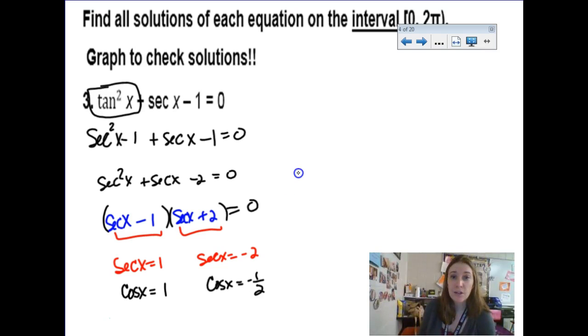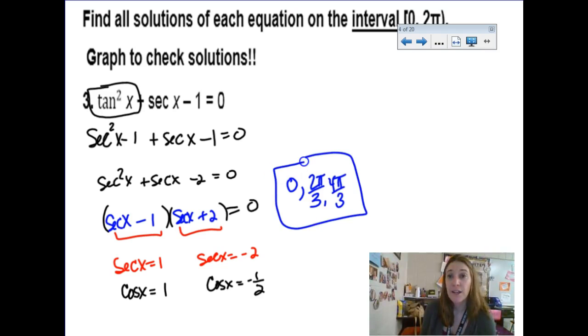All right, let's start listing. Cosine of 1 would be 0. And that's it. And then cosine of -1/2 would be, I'm going to cheat, I already wrote these down somewhere, 2 pi over 3 and 4 pi over 3. That would be from quadrants 2 and 3. All right, and that's all we had to do for that question.